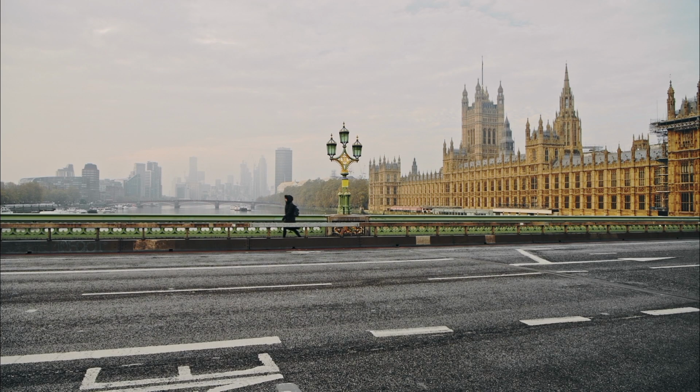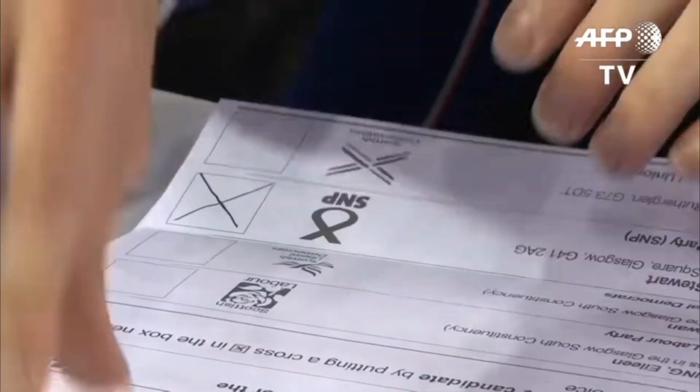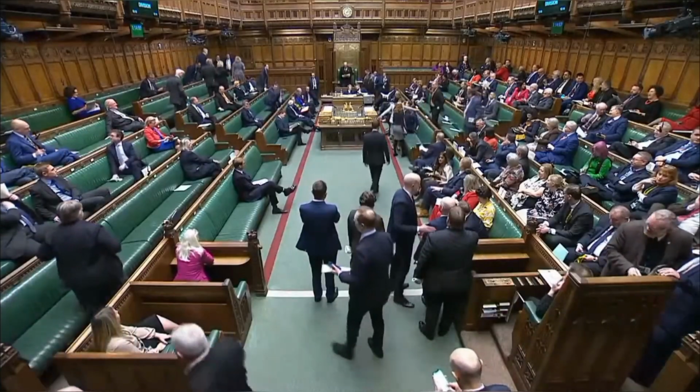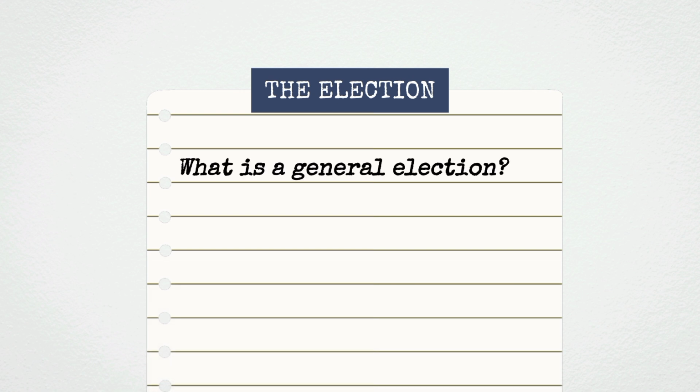In the UK, general elections have the power to decide who represents the public in Parliament's House of Commons. While understanding it all can be a little tricky, we're here to break things down for you. Let's jump right in. The election. First things first, what is a general election?